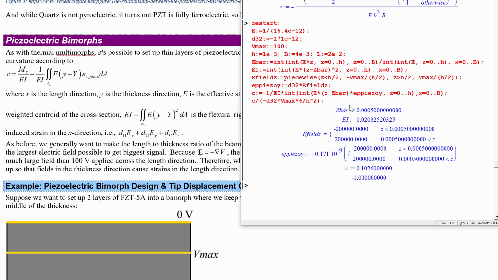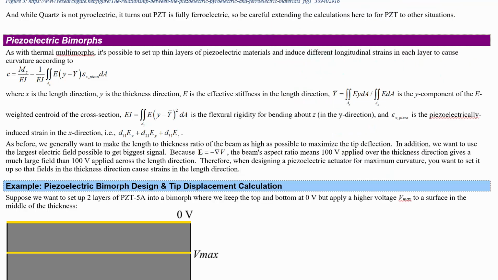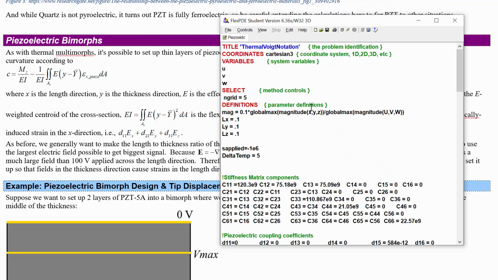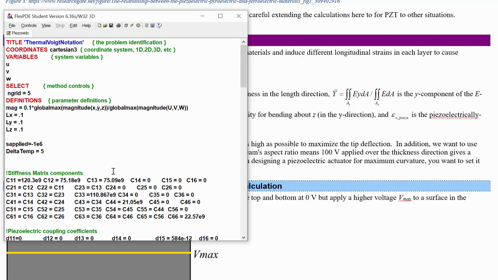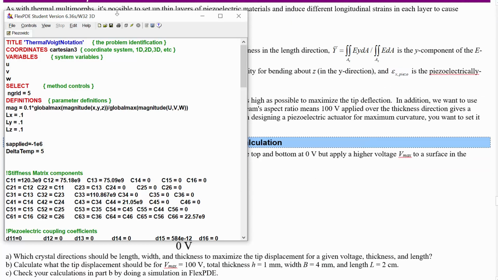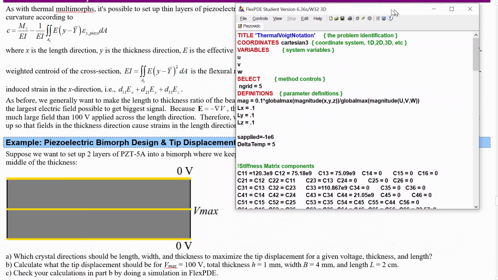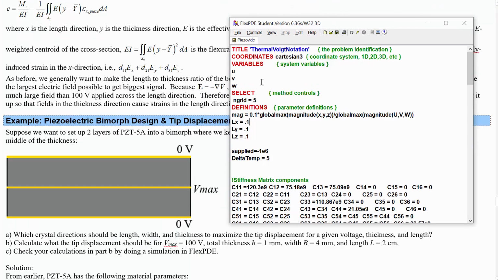Okay, so because of this scaling, the same voltage will produce a lot more curvature for thinner multimorphs. So the final thing to do is to check this in FlexPDE. Let's build in the dimensions that we've got. We've already got the PZT material substituted in there, so we can just change the dimensions to the ones that we were given in this problem.